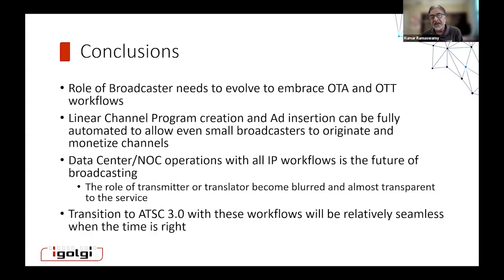These are conversations that can be had, except what it does is expand the role of the broadcaster to serve content to endpoints, whether it is coming over the air or over OTT, over the top, over IP. And the transition to ATSC 3.0, for broadcasters who are in the 1.0 world transitioning to MPEG-4, should be done when the time is right. For example, when there are enough endpoints or end receivers that can justify the transition to ATSC 3.0.